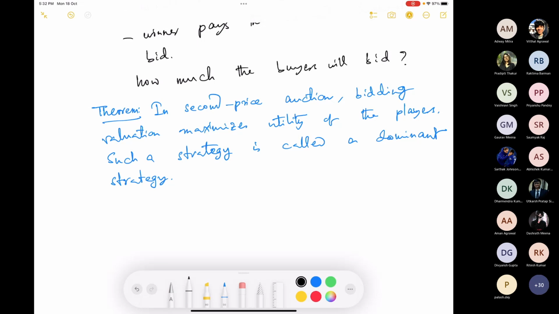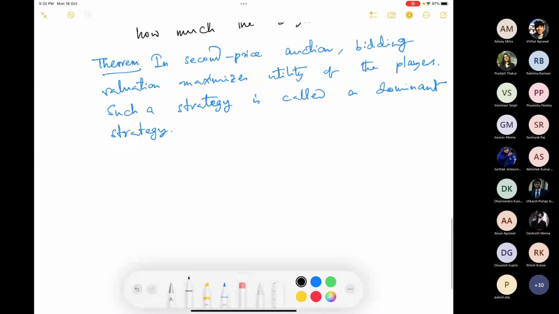Question on the statement of the theorem. Is the statement of the theorem clear? And this is what we mean by it is very easy to analyze this sort of auction, second price auction, because see now the life of the potential buyers. They don't have to think of anything crazy. They know that if they bid simply their valuation, their utility will be maximized.